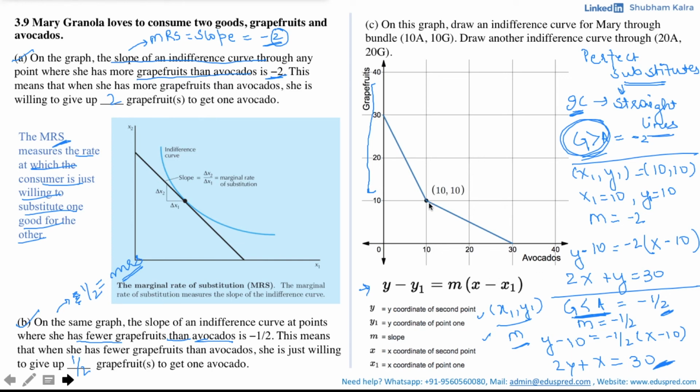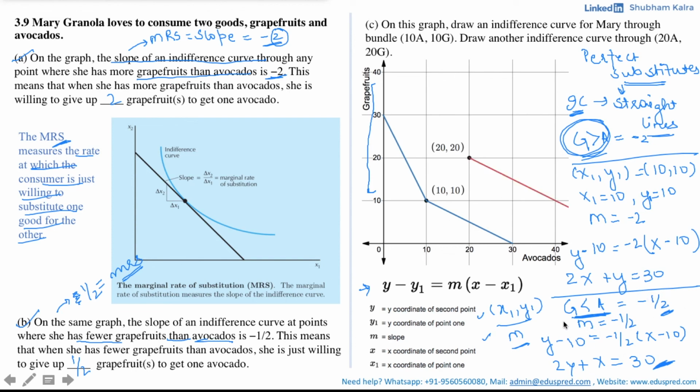That means 20 avocados and 20 grapefruits, which is the point lying here. Now note that the conditions remain the same. That means whenever she is having more grapefruits than avocados, her slope would be minus 2, and when she is having fewer grapefruits than avocados, then the slope would be minus half. Thus there is no need to calculate the equation of the line again and again. All we can do is just draw parallel lines to these two lines passing through the point 20, 20, which would look like this.